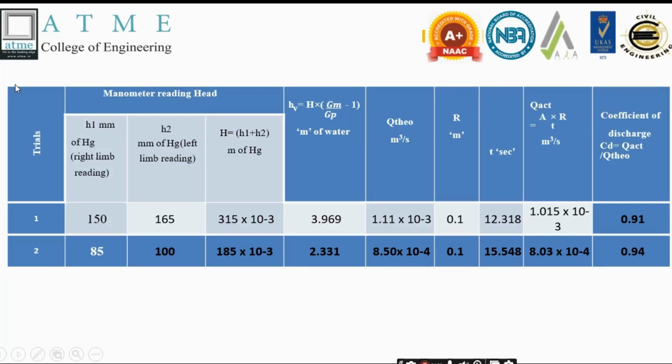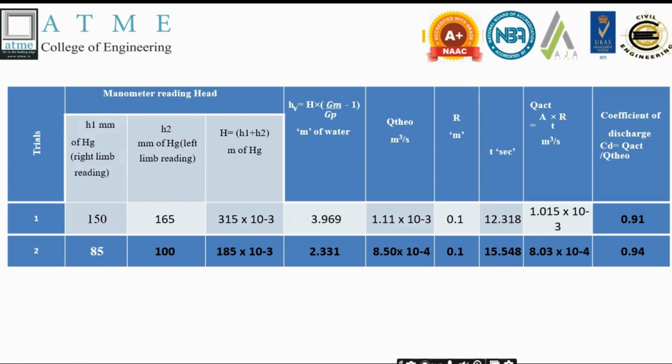Having conducted the experiment in the laboratory, this is the calculation part. You can do 3 trials by varying the rate of flow. Here the first trial has been done for the maximum discharge. These are the manometric readings. H1, the right limb reading, has been noted in millimeters; we have got 150, and the left limb reading is 165. With that you can calculate the head, capital H, that is H1 plus H2, in terms of meters of mercury. 150 plus 165 gives 315 into 10 power minus 3. Here we are converting millimeters into meters.